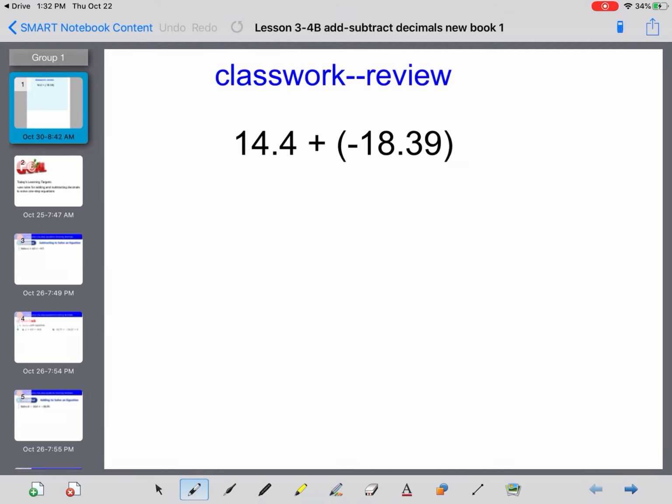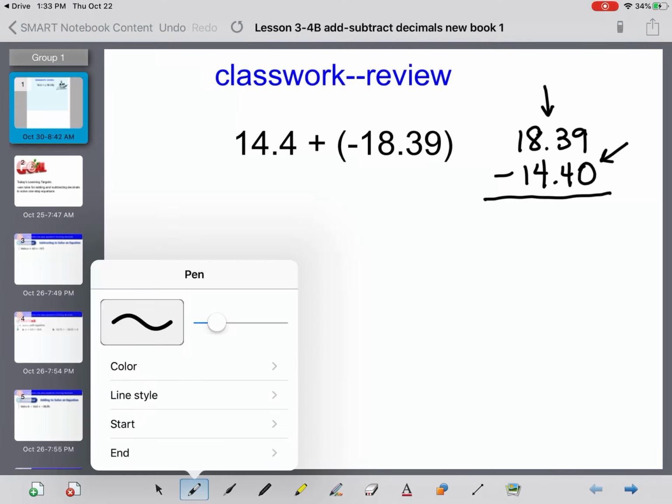14 4/10 plus -18 39/100. This is an addition problem where one of the numbers is positive and one of the numbers is negative. We have learned in Chapter 1 that you subtract and give the answer the sign of the bigger absolute value. So we're going to start by subtracting. Notice when I subtract, I stacked my two numbers, I lined up my decimal points, and I added this 0 as a placeholder. I'm now ready to subtract.